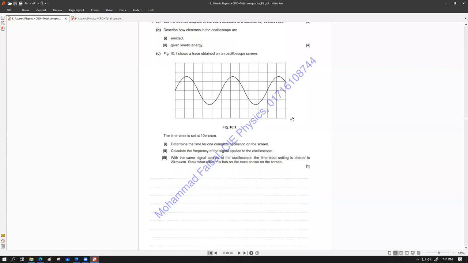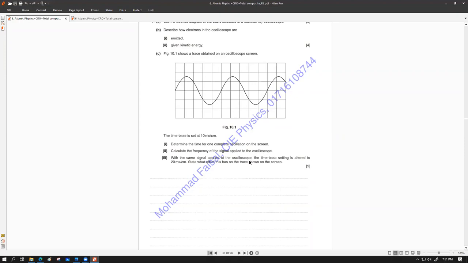In this case, the time base is set at 10 milliseconds per centimeter. First thing I want to ask you: time base is the name of which axis, the x-axis or the y-axis? X-axis. So this means that on the x-axis, every horizontal centimeter will represent 10 milliseconds.